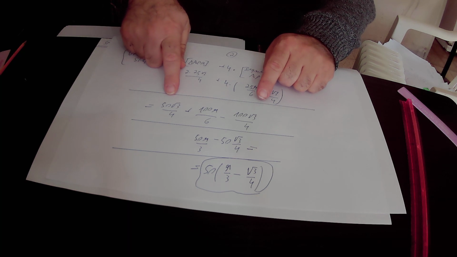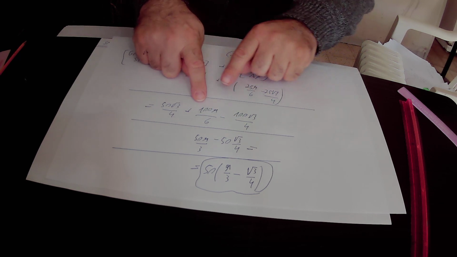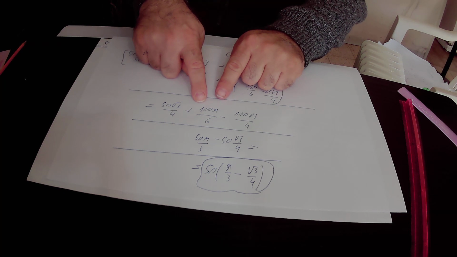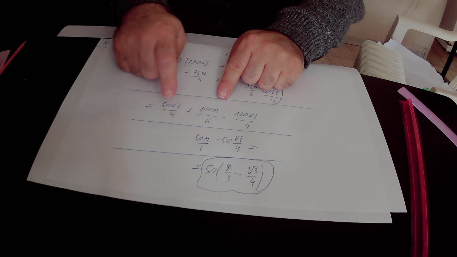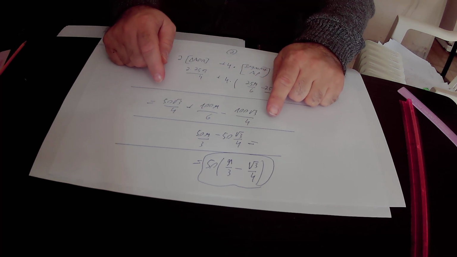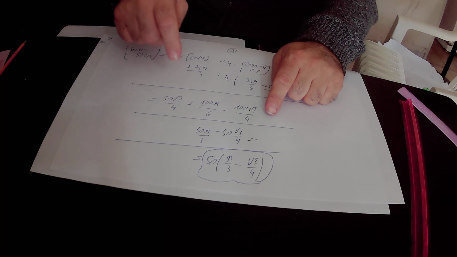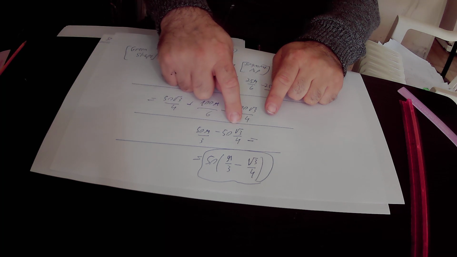50 square root of 3 over 4 minus 100 square root of 3 over 4 is minus 50 square root of 3 over 4. And here we divided both the numerator and the denominator by 2, so 100 over 2 is 50, and 6 over 2 is 3. So in conclusion, the area of the green shape equals 50 pi over 3 minus 50 times square root of 3 over 4.